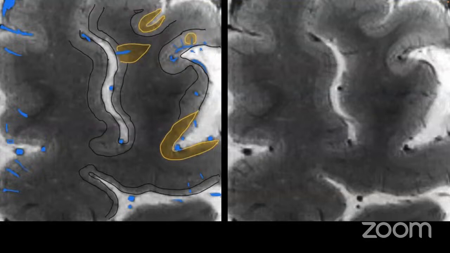Imaging-wise, it is difficult to see the most common, the subpial, whether incomplete or complete. Less difficult to see the intracortical one, and much easier to see this one, the cortical juxtacortical one.